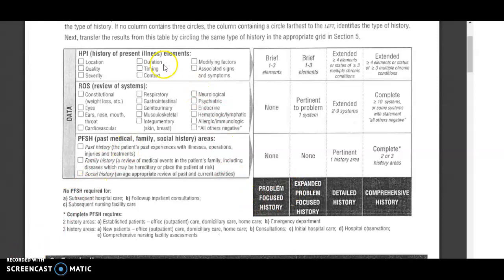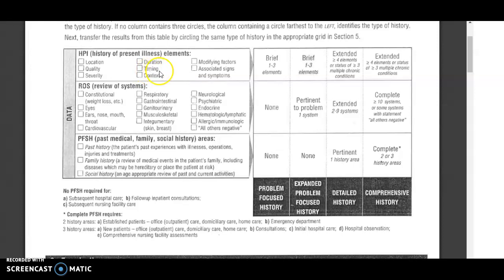Okay, so let's start off here with the HPI. I got a level 4 because to me it contains 5 elements. We're going to go with quality. Quality is my first one. And what words are loose, explosive? Okay, let's go to timing. I'm going to hit timing. 4 times per hour. So that's telling us how much.